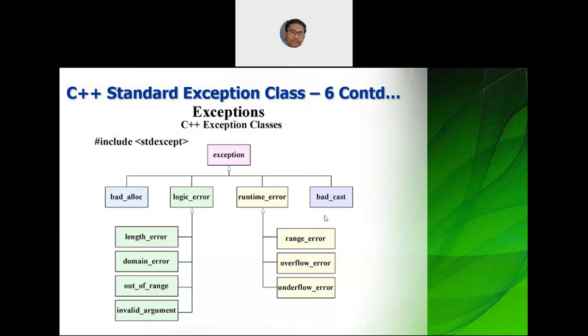So you have an exception class, the base class. Then there are 4 different standard types of derived classes that will handle the exceptions. One is bad allocation, second is logical error, third is runtime error, and fourth is bad casting. These are the 4 types of standard exceptions.